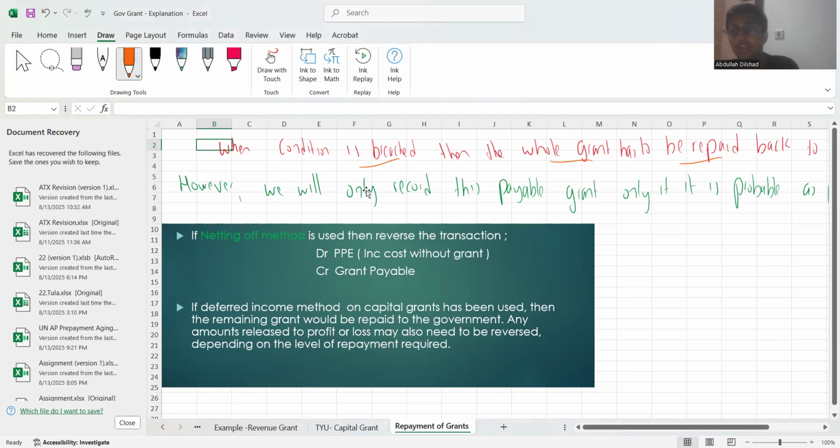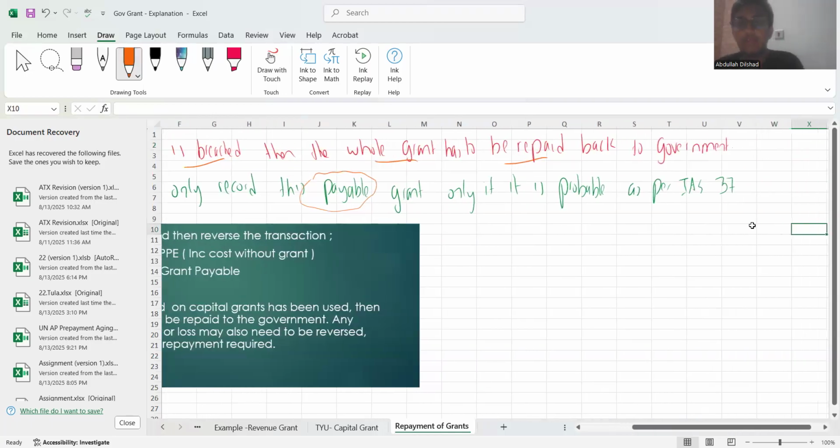But you need to know, if I am planning on showing this as a payable, obviously, if you need to repay it back to the government, that will be considered as a payable. It will be considered as a non-current liability payable. So you will only be recording it as a non-current liability if that payable is probable. Hopefully, I'll remember, under your foundation you learned IAS 37. We will only show non-current liability if it is probable.